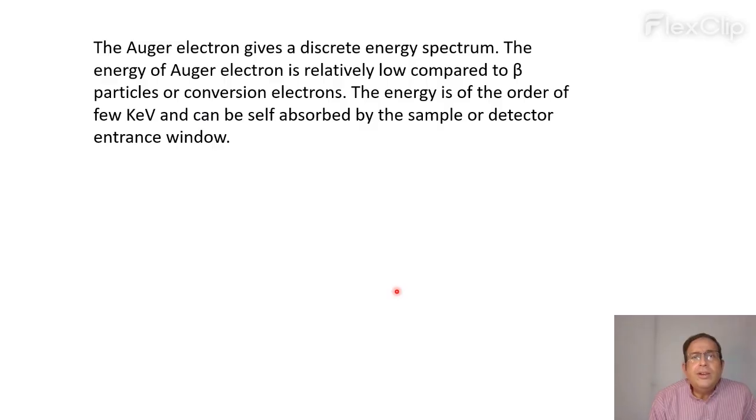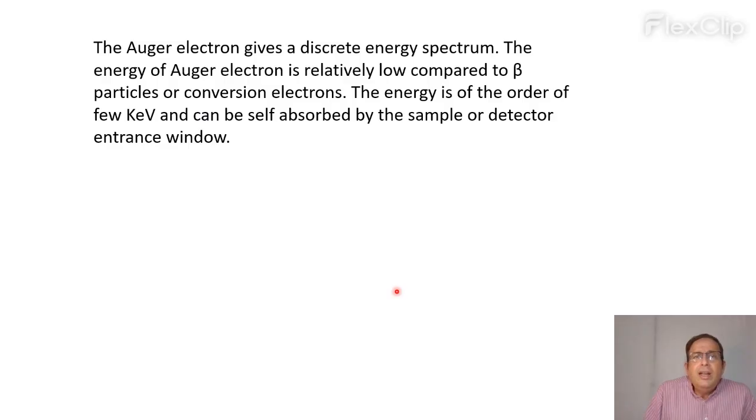The Auger electrons basically give a discrete energy spectrum. The energy of the Auger electron is relatively low compared to beta particles or conversion electrons because the energy is coming from the shells of the atom. The electrons in the atoms have lower energy compared to the energy of the nucleus. The electronic energy of the atomic shells is of the order of kiloelectron volts, and the typical energies in nuclear conversions are of the order of MeV.